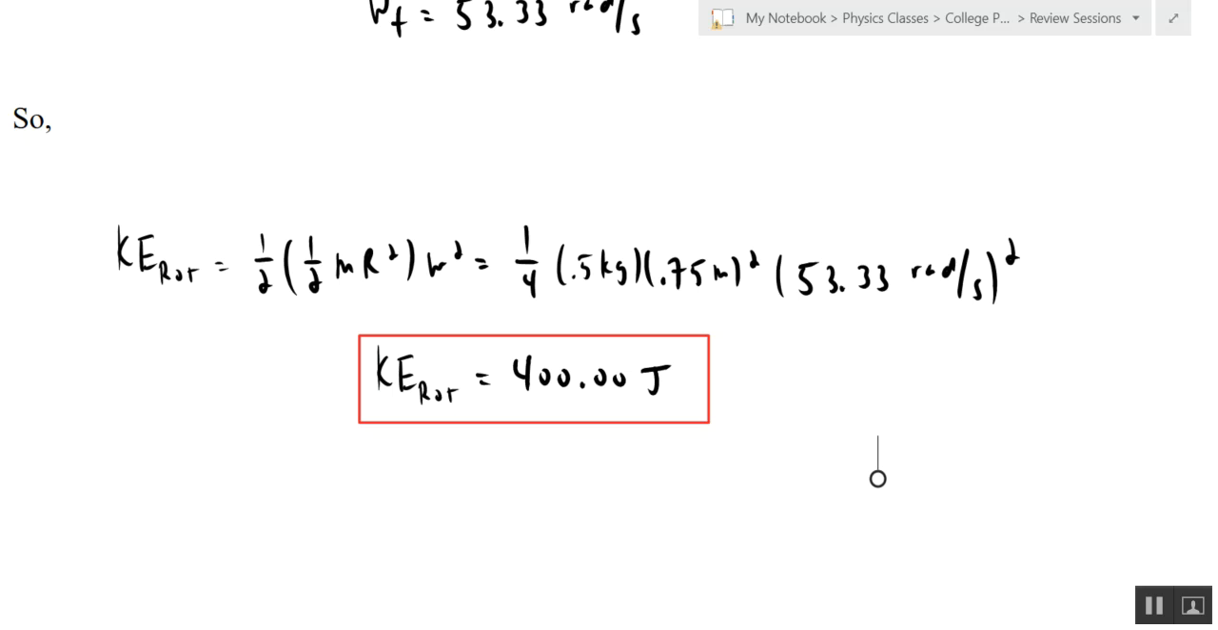All right, what else? I get 200. There's supposed to be another 0.5 in there. Hold on. Let me double check. So 53.33 squared, right? Times 0.5 times 0.5 times 0.5 times 0.75 squared. Yeah, it's 200, my bad. You're right, 200. I forgot a 0.5. 200. Okay. So, what other questions do you guys have?